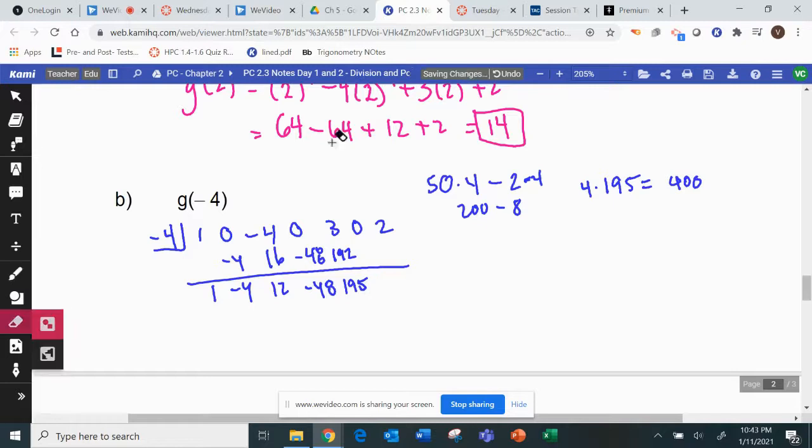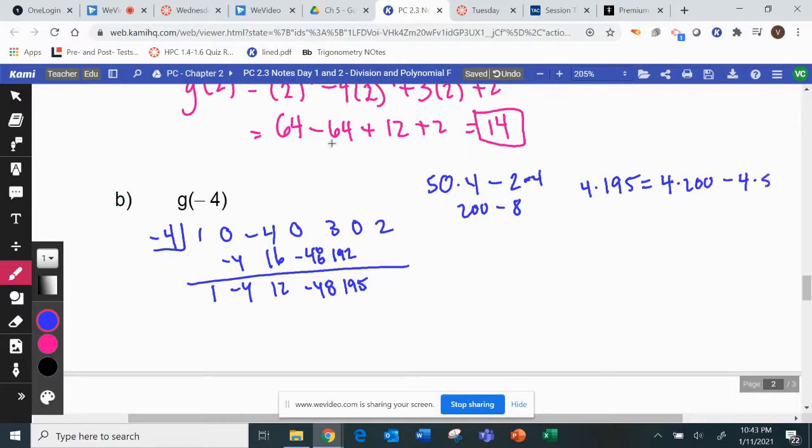So 4 times 195 would be like 4 times 200. Oh my gosh. 4 times 200 minus 4 times 5. So 800 minus 20 is 780. Only it's negative. I forgot my negative sign. So we've got negative 780. Then we're going to multiply that. Oh my gosh, my number's getting monstrous. I hope I'm doing this right. I hope I didn't make a silly mistake here. I guess I'll find out when I check my answer with another value.